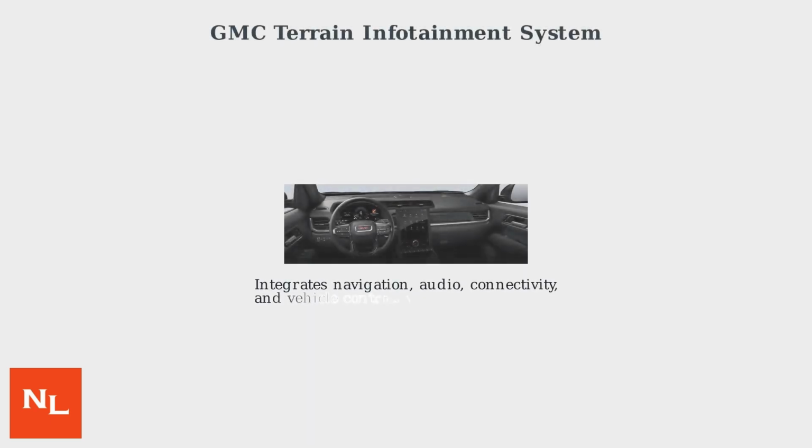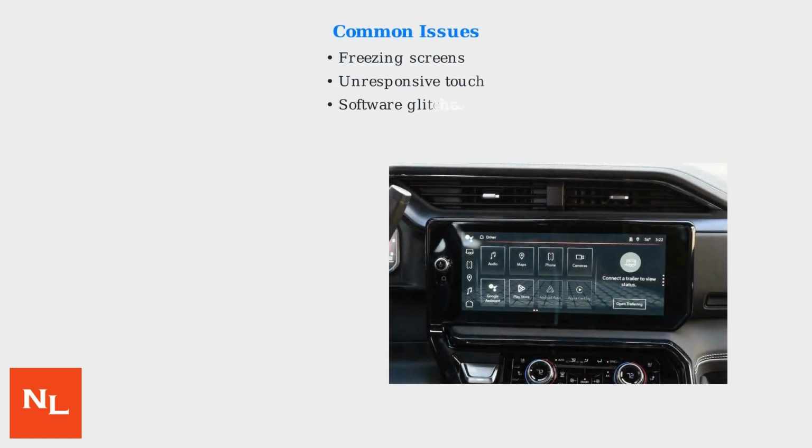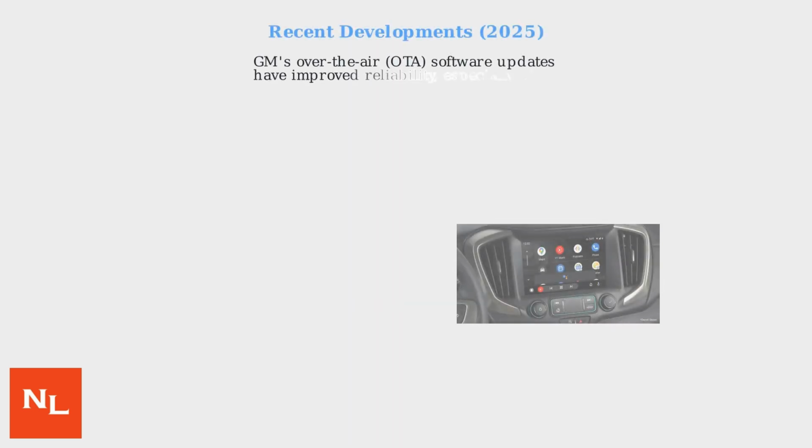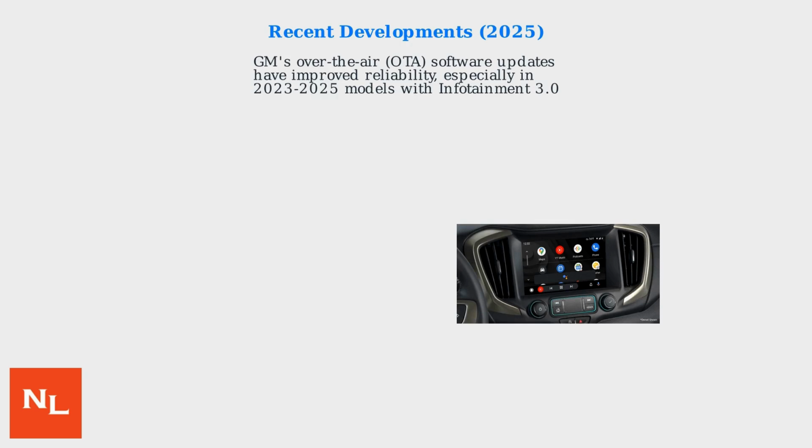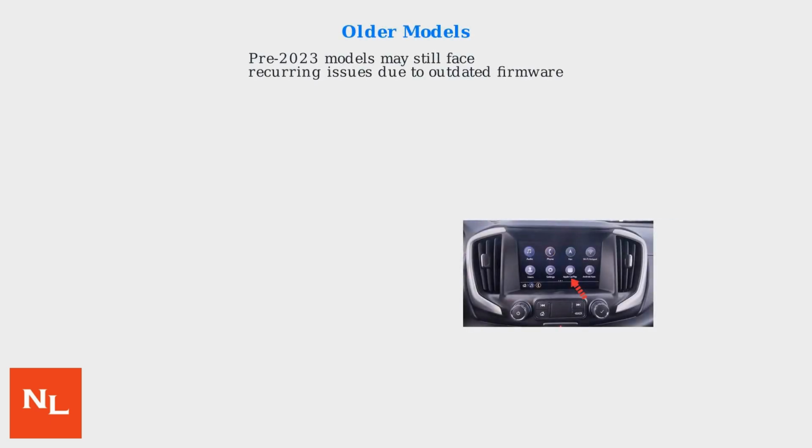The GMC Terrain's infotainment system integrates navigation, audio, connectivity, and vehicle controls through a touchscreen interface. Issues like freezing screens, unresponsive touch, or software glitches can sometimes occur in the system. As of 2025, GM has made strides with over-the-air software updates, especially in 2023-2025 models, using Infotainment 3.0 with Android Auto and Apple CarPlay. However, older models may still face recurring issues linked to outdated firmware.